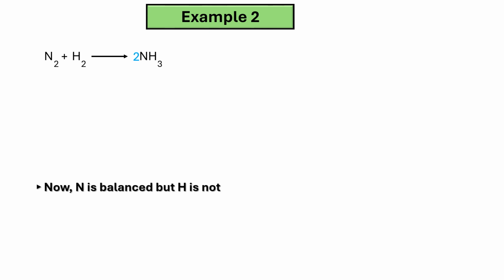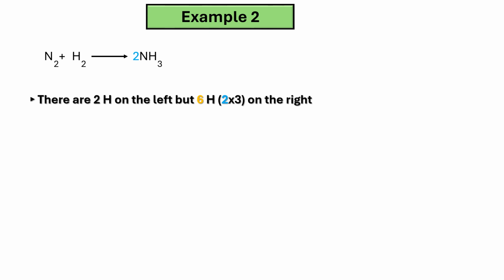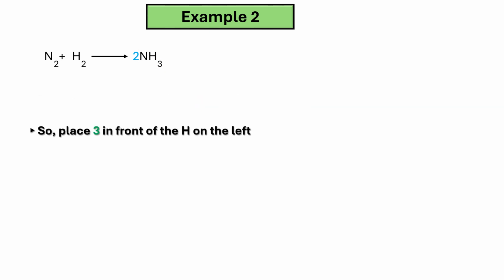So now nitrogen is balanced, but hydrogen is not balanced. Why do we say that? Because we have 2 hydrogen on the left side of the equation, but we have 6 hydrogen on the right side. 2 times 3, that's 6 hydrogen. So we need to place a 3 in front of the hydrogen on the left to make it 6 as well.